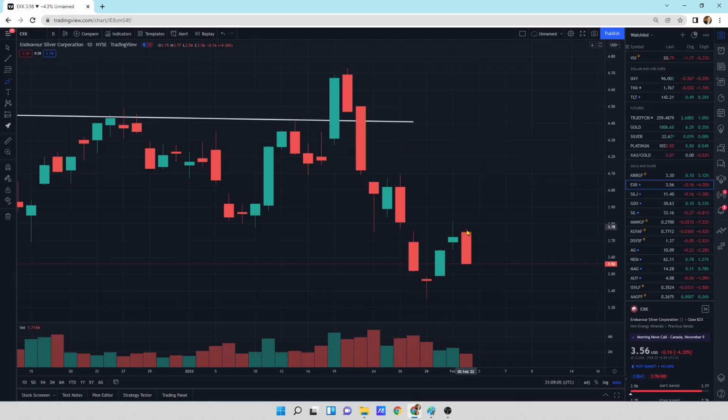This is a bearish engulfing pattern. It opened high, the opening price and the closing price, and it's engulfing the candlestick before it. That's what engulfing means. It engulfs the opening and closing price of this little candle there. That is a bearish technical pattern.